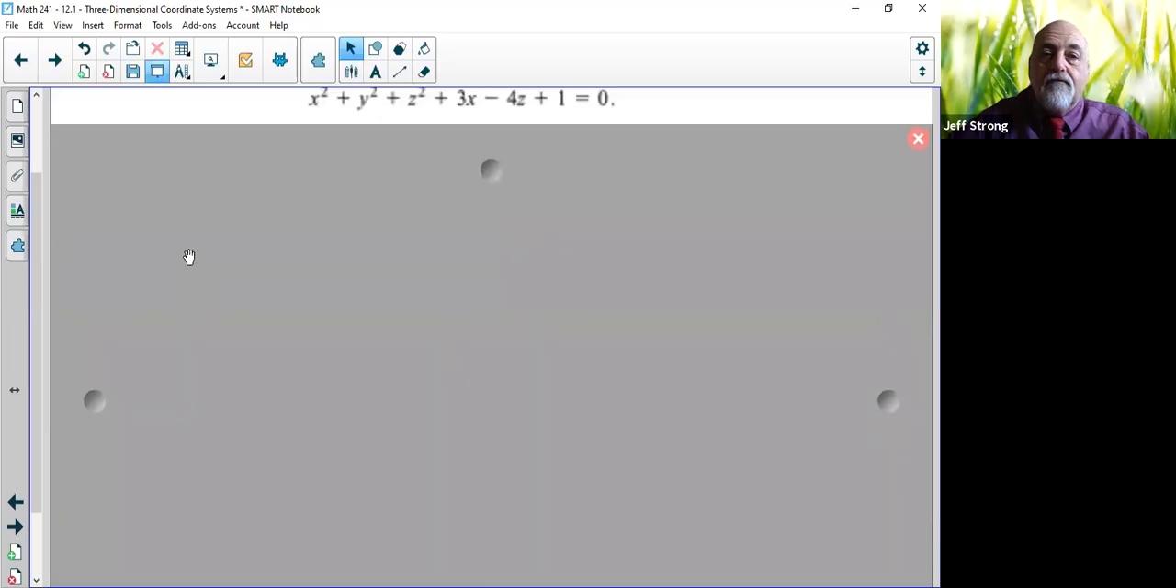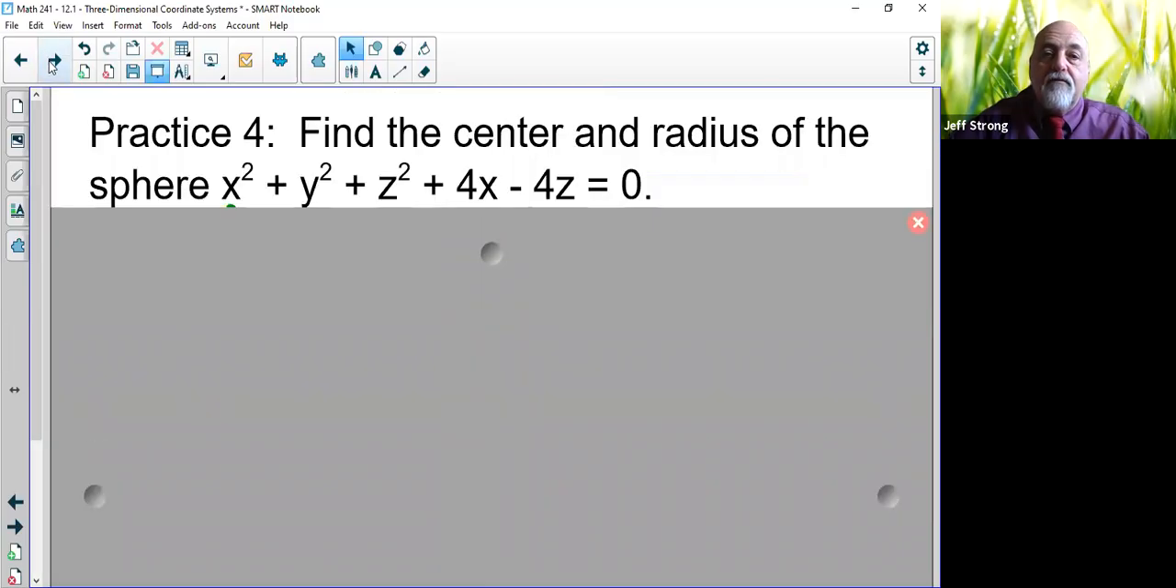All right, so go ahead and pause and see if you can work this one out. Find the center and the radius of the sphere x squared plus y squared plus z squared plus 4x minus 4z equals 0.